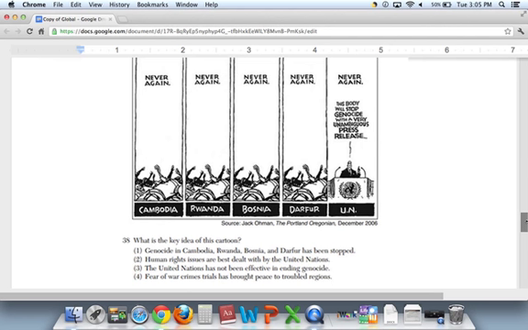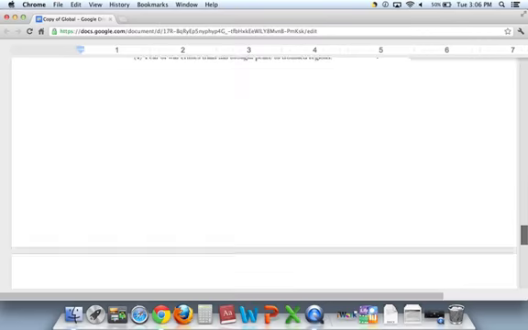Number 3, the United Nations has not been effective in ending genocide. That is true because if you look at the pictures, Cambodia, Rwanda, Bosnia, and Darfur, they've been through so many genocides that the UN has done nothing about. Number 4, fear of war crimes trials has brought peace to troubled regions. That is not true because there is no peace for Cambodia, Rwanda, Bosnia, or Darfur. So therefore, the correct answer is 3, the United Nations has not been effective in ending genocide.